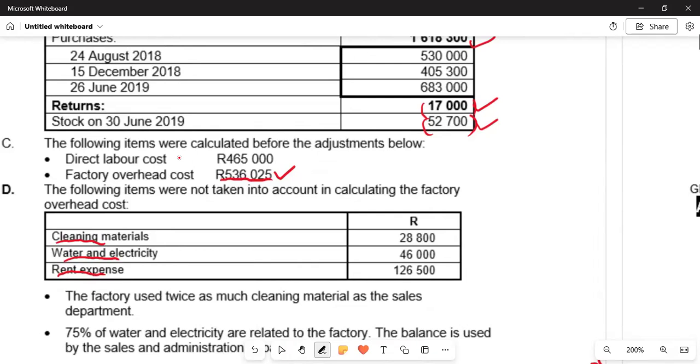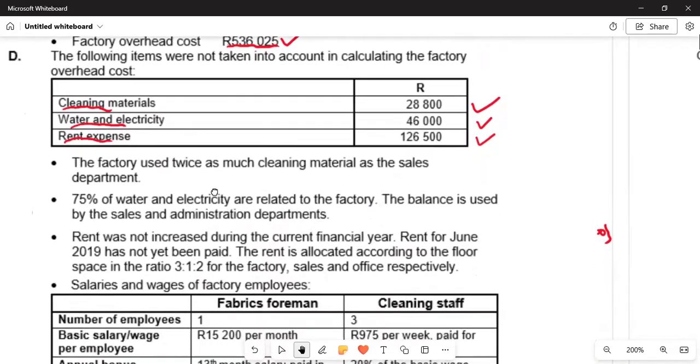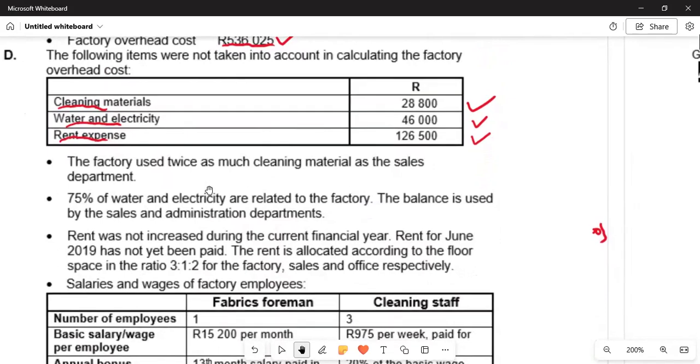So now we also have what? The cleaning materials, as well, affect our factory overhead cost. Also, water and electricity do affect it, as well as the rent expense. So when we move on, there are adjustments below, where we are told that the factory used twice as much cleaning materials as the sales department.